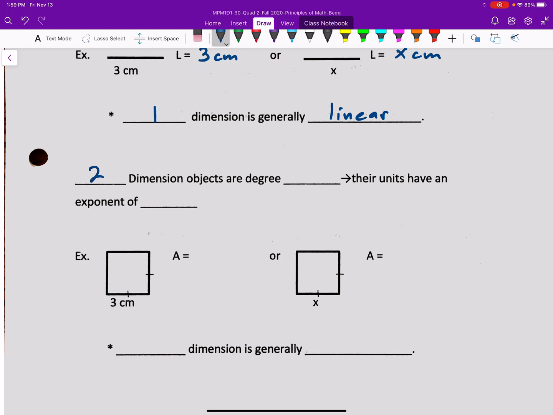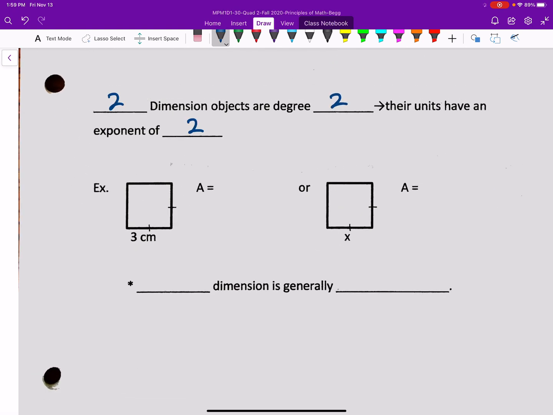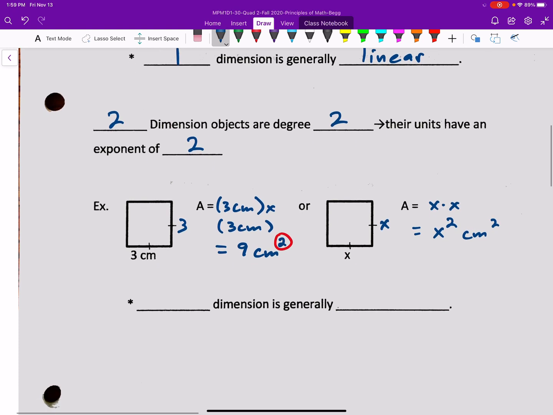Two-dimensional objects have degree 2, and their units have an exponent of 2. Two-dimensional means things you can represent on a piece of paper, like a square. Area is generally given in 2 dimensions, because the area would be 3 centimeters times 3 centimeters, and if we multiply that out, we'd get 9 centimeters squared. There's that degree 2 we were just talking about. Or if a side was x, remember these little lines mean we have the same length on each side, that would be x times x, where the dot means times, so that would be x squared centimeters squared. Again, that degree 2. The second dimension we generally call squared.